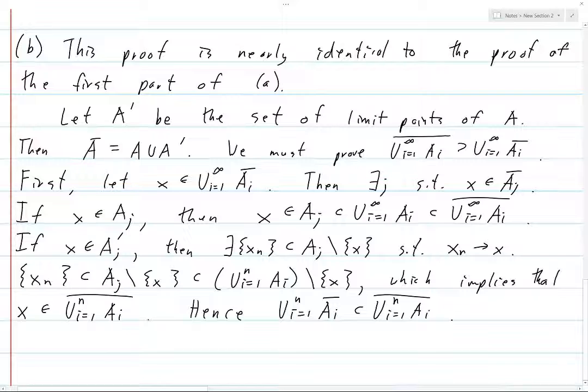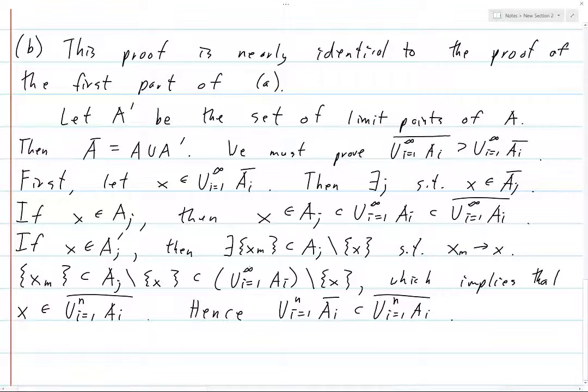If X is a limit point of AJ rather than necessarily in AJ, then there exists a sequence. We'll use M here again just to not confuse with the N that we're already using. There is a sequence of points in AJ not equal to X such that the sequence converges to X. So this sequence is contained in AJ set minus X, and since it's in AJ, it's in the infinite union of the AIs.